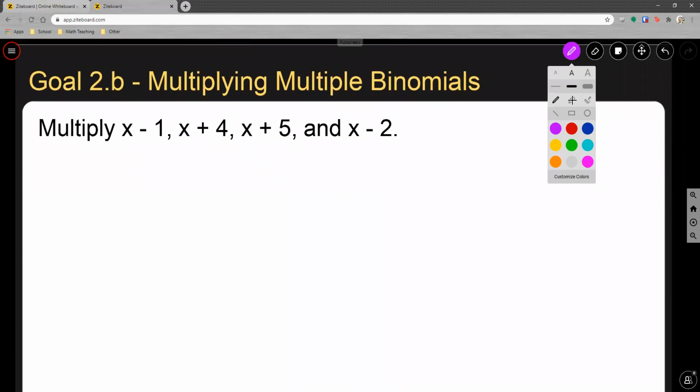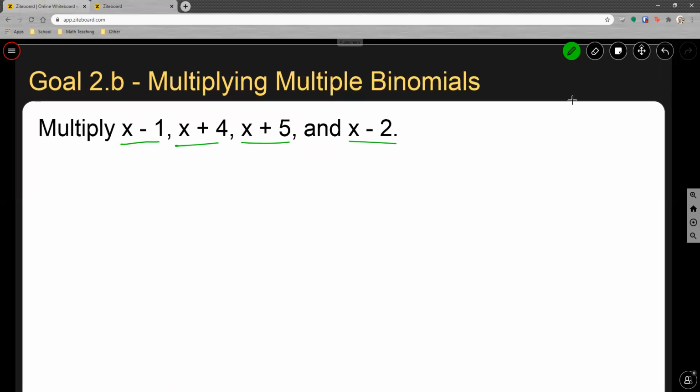This is a little bit of a different idea. What happens when we multiply multiple binomials? In other words, I'm multiplying x minus 1 times x plus 4 times x plus 5 times x minus 2. Well, the nice thing about multiplication is that it is like addition.